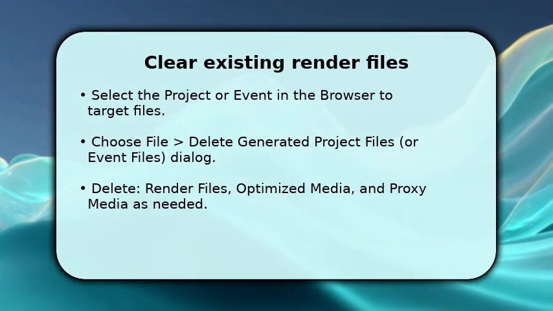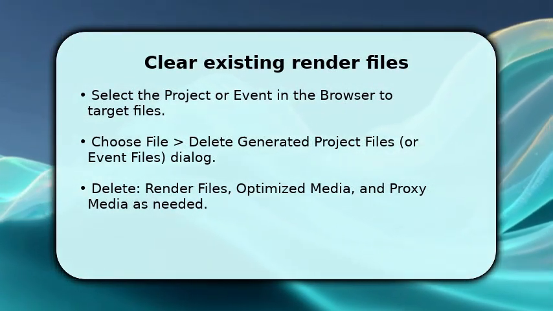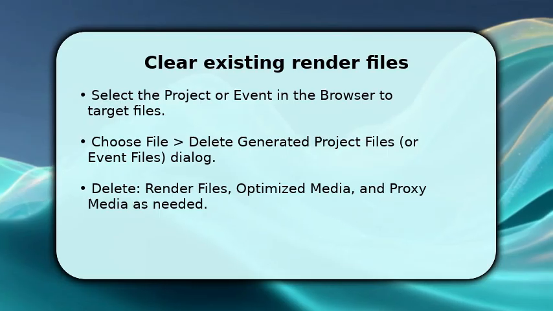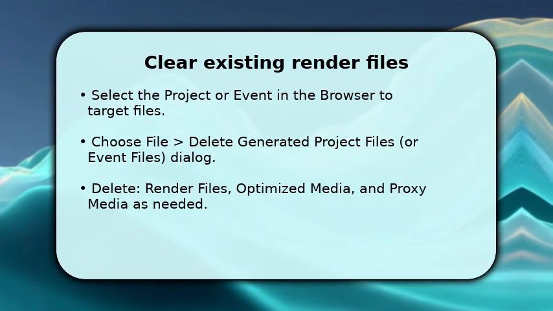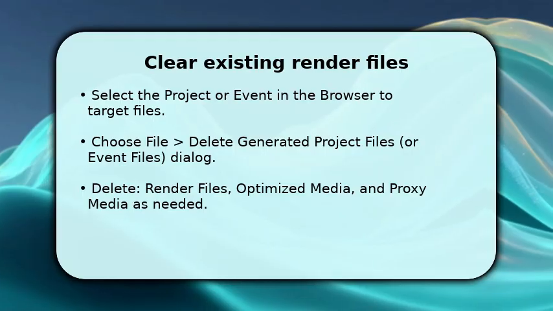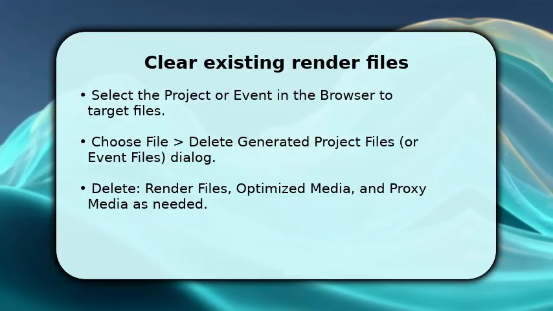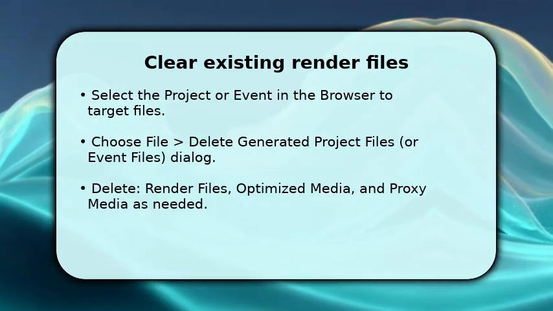Next, remove the render files that are consuming CPU and disk space. Select the project or event and choose File, Delete Generated Project Files. In the dialog, check Render Files and optionally Optimized and Proxy Media if you want a full cleanup, then confirm Delete. This forces Final Cut Pro to stop referencing outdated renders and frees space.